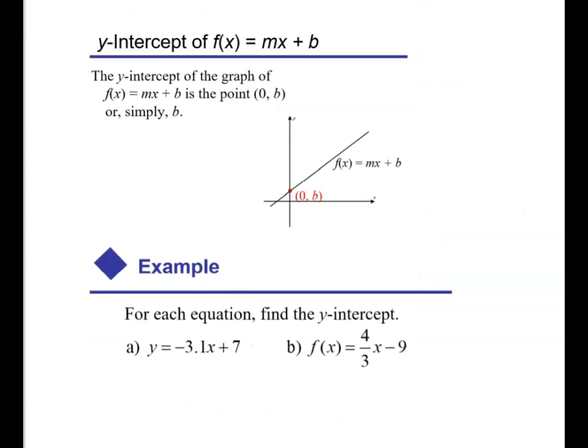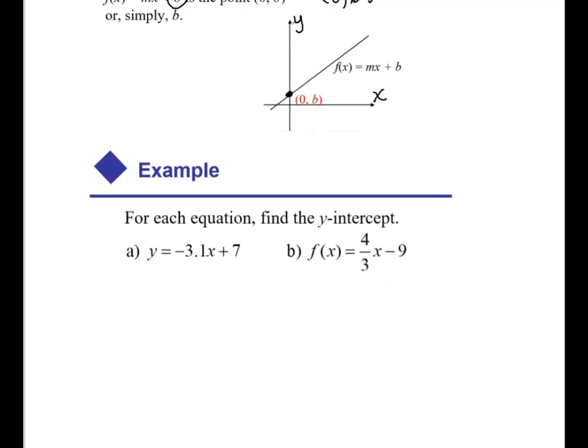So the y-intercept of f of x equals mx plus b is, and we talked about this, b is the y-intercept, and the way that you write that point is 0, comma b. So when you have the y-intercept, x is always equal to 0. It's where it crosses the y-axis. This is your y and this is your x. So the y-intercept is always where it crosses the y-axis.